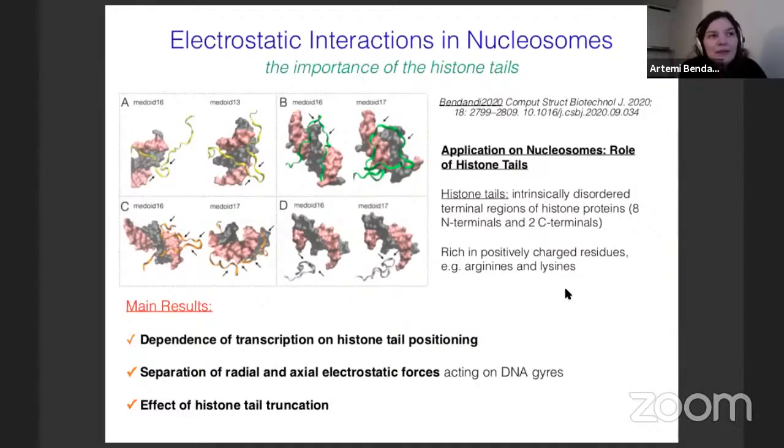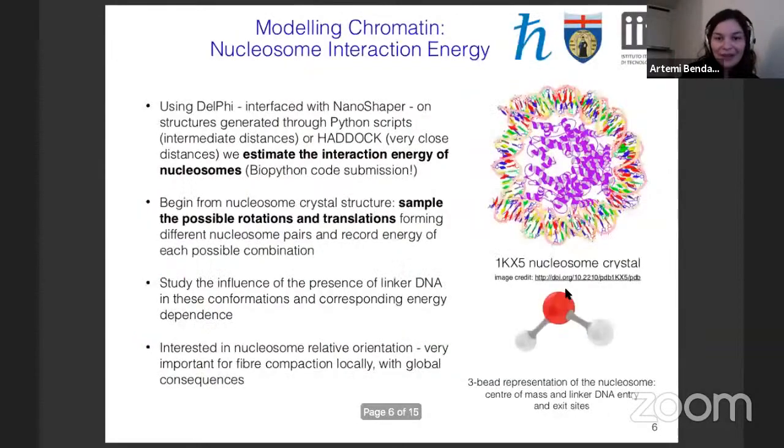And something that I also really liked about this work is that we showed that the C-terminal tails are important as well. They are shorter than the N-terminals, and very often, sadly, they are not taken into account, but we showed that small changes in their positioning gave rise to large changes in the electric field and therefore in the interaction. So besides looking at electrostatic interactions in nucleosomes, we also looked at interactions between nucleosomes.